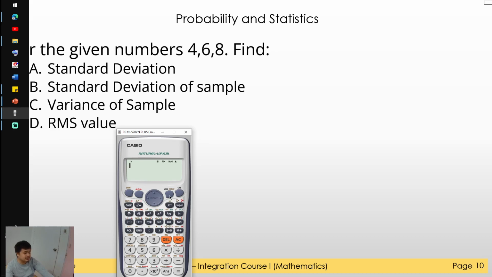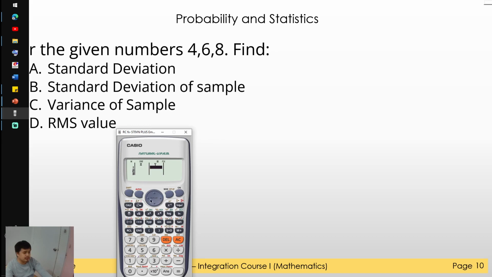So for stat, the mode for stat is mode 3 and then 2. Actually you have different stat modes, but we will only utilize the 2. Usually this is the linear regression mode. So mode 3 lang usually, ano? So we want to input the 4, 6, 8.